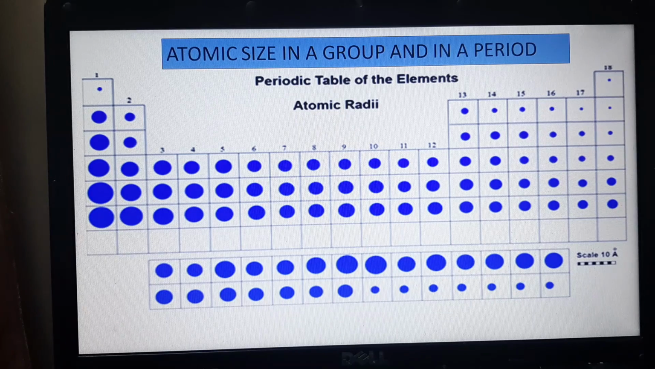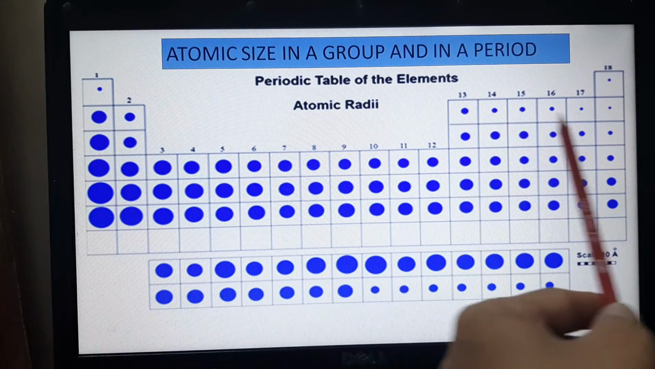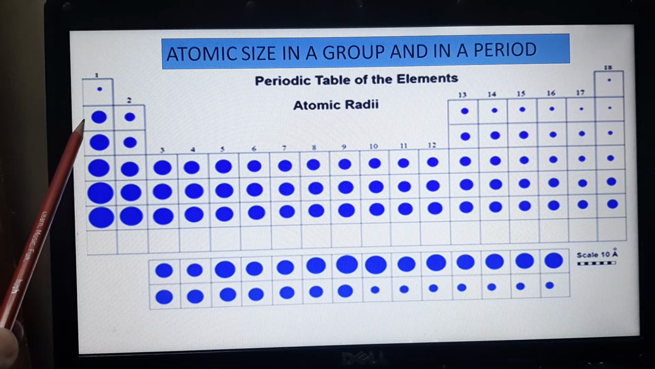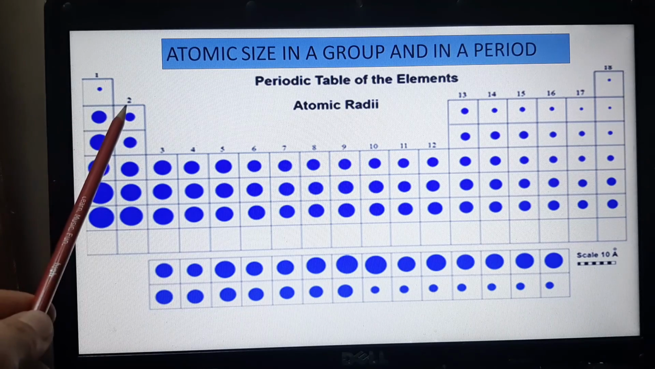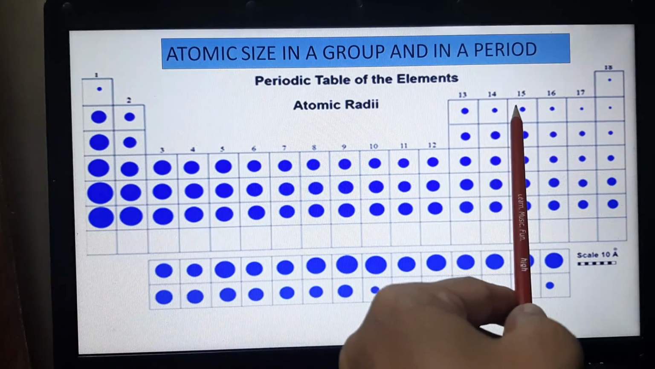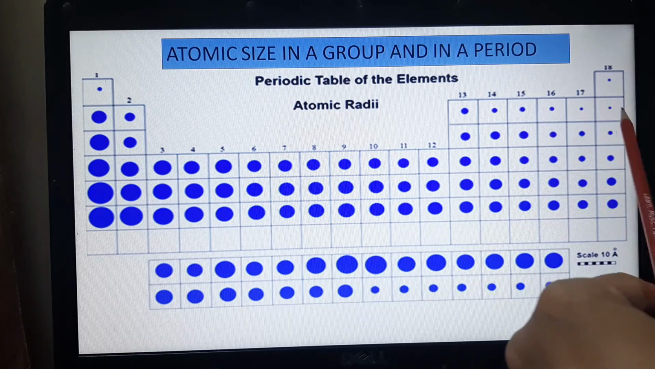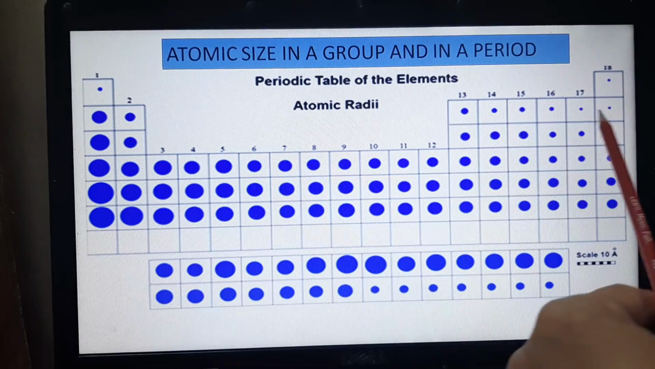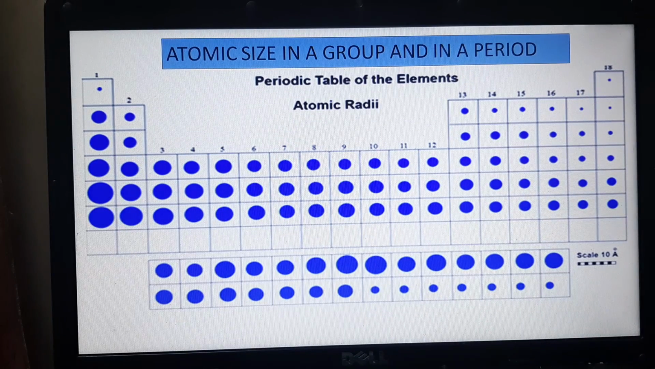But what happens in a period? Now we know period means going from left to right, in a row. So this is a period, and here you've got lithium, beryllium, boron, carbon, and so on, till neon. And here you can see the size of the atom is reducing. Now what could be the reason?